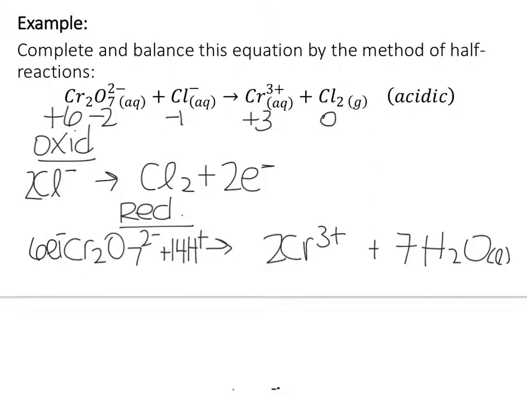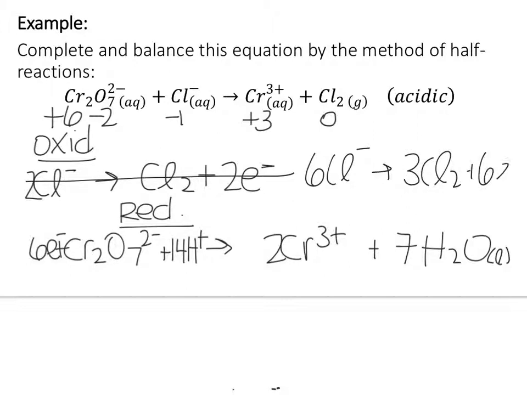Okay. So when I combine them, I have 2 electrons, 6 electrons. That means this all has to multiply by 2. That'll get me 6 chlorine, producing 3 chlorine plus 6 electrons.